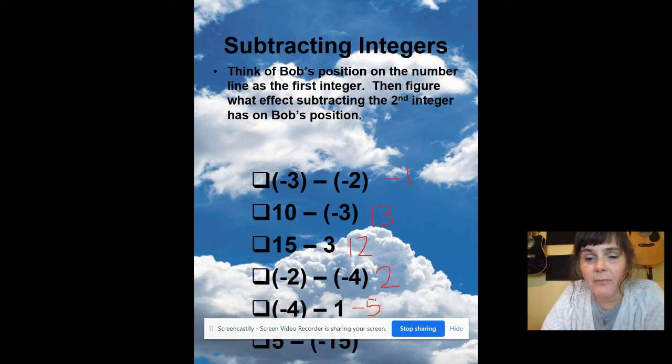And this last problem here, 5 minus -15. Again, we're starting with 5, and then we're going up 15 because we're taking away those sandbags that are holding us down. We're minusing a negative. So we're going to end up with positive 20.